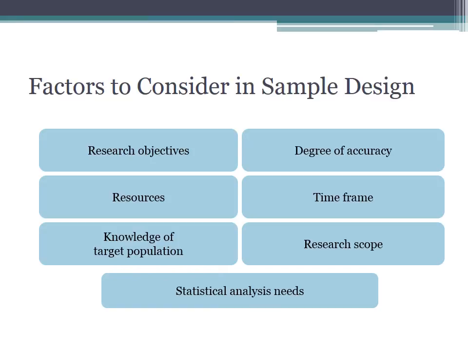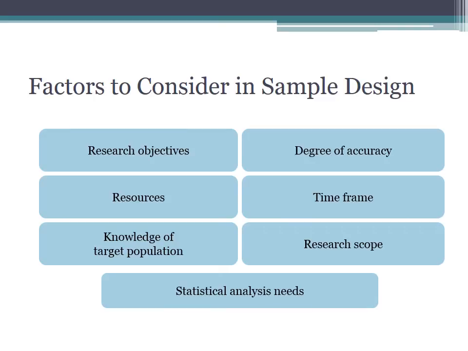The degree of accuracy. Are we planning to make statistical inferences here? Or are we just getting some preliminary information? If we're going to make statistical inferences, we need to be very accurate. Resources, again, I've said this is typically time and money and people. So what kind of resources do we have? How much time do we have? The time frame of the research is the next one.